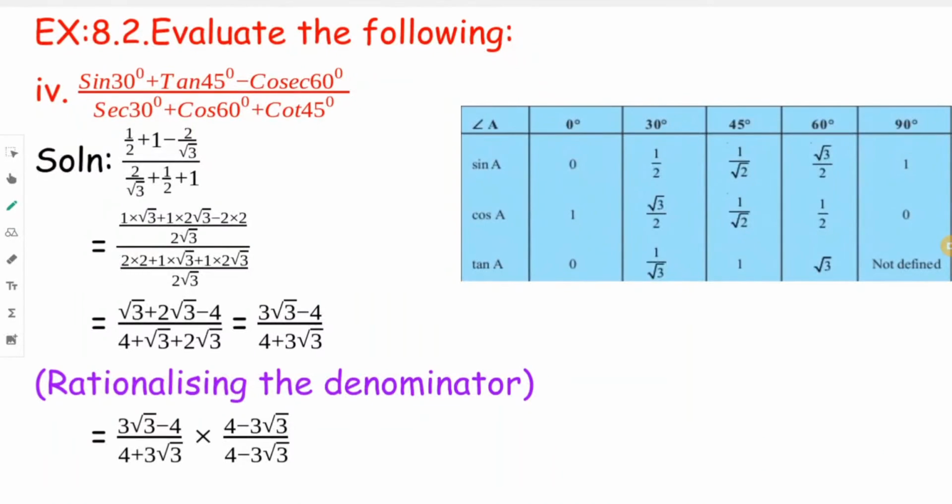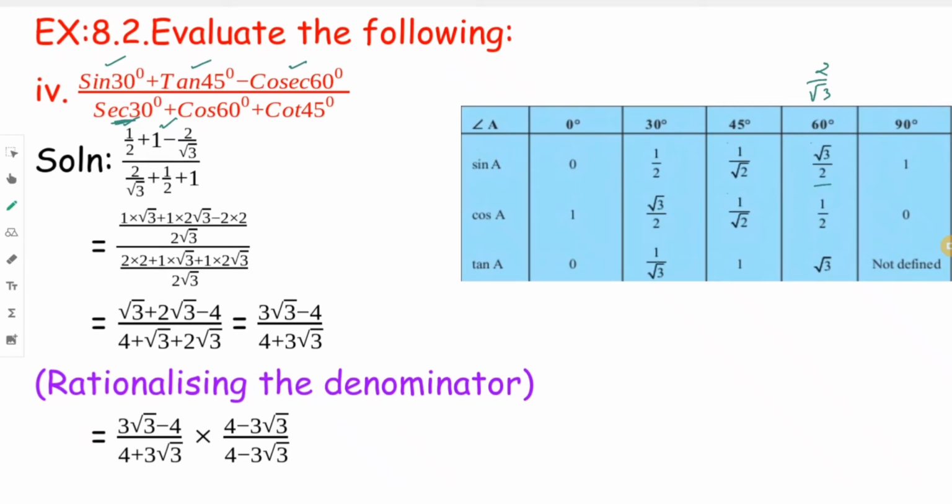Number 4. So once again, let's start putting the values. Sine 30 degrees is 1 by 2, then tan 45 is 1, then cosec 60. If I know sine 60, I just have to interchange, right? So sine 60 is root 3 by 2. That means cosec 60 will be 2 by root 3.